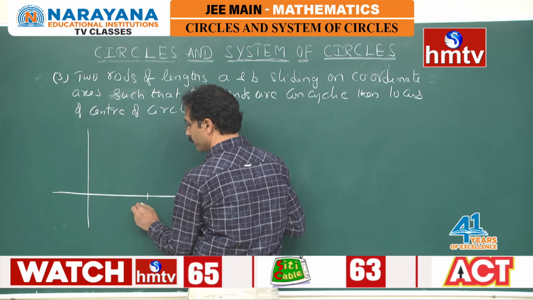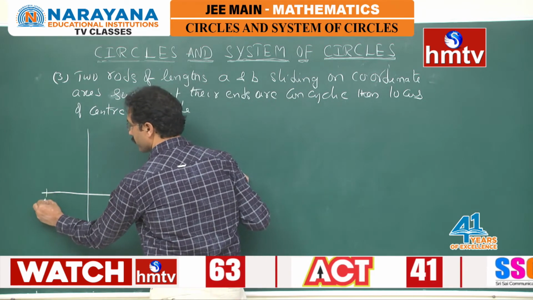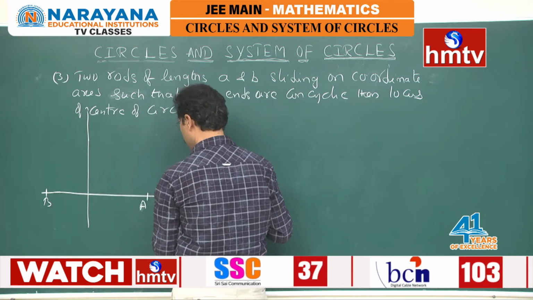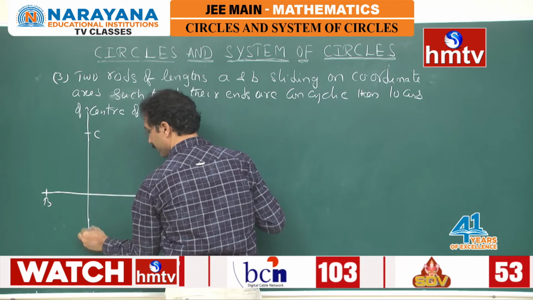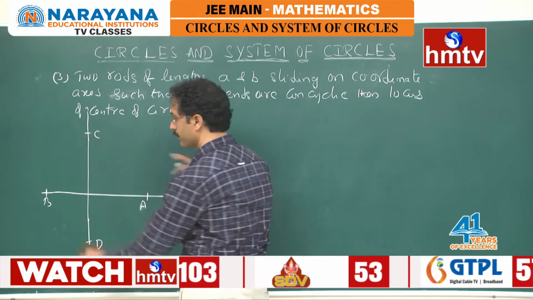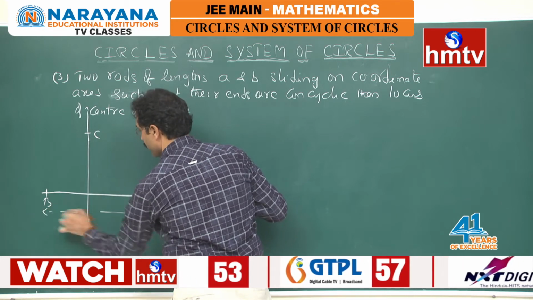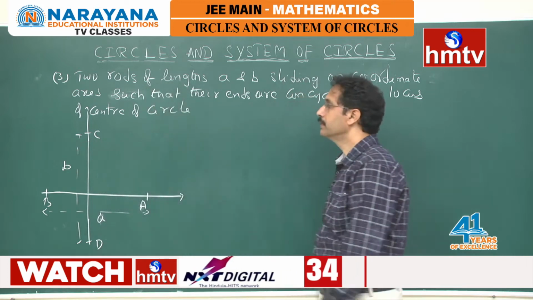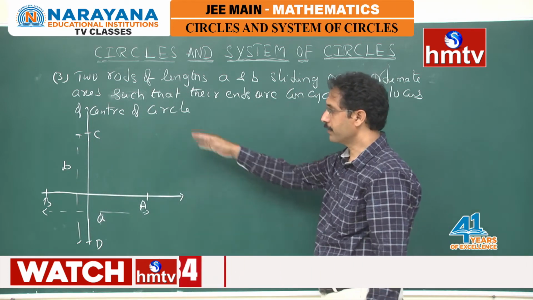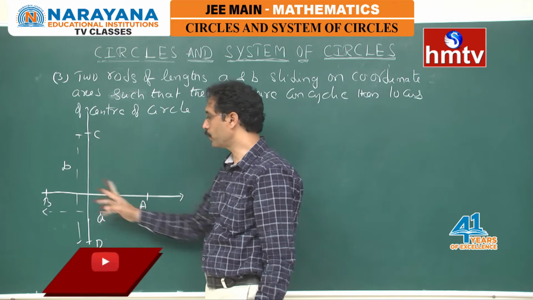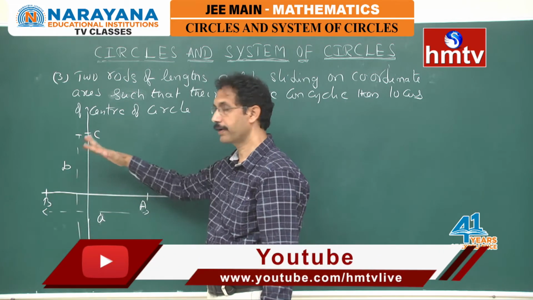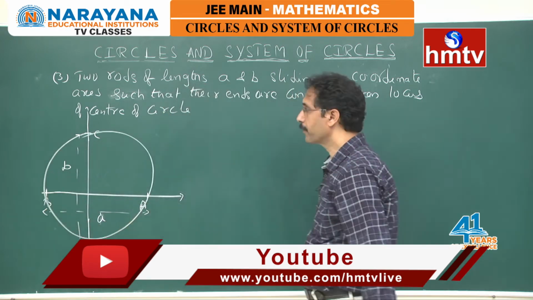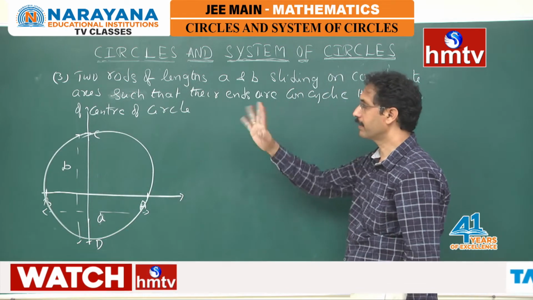See, suppose A is this and B is this. AB is this rod. Its length is a. Now, CD is this rod. Here I will take CD like this. The length is b. This length is a, and this length is b. Now, he is saying that the rods are sliding on the axes such that these 4 points A, B, C, D are concyclic. Here, if I join, you will get a circle like this. Then the locus of the center of the circle is asked.